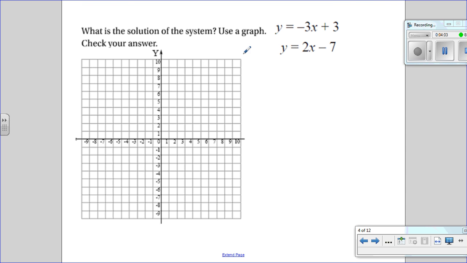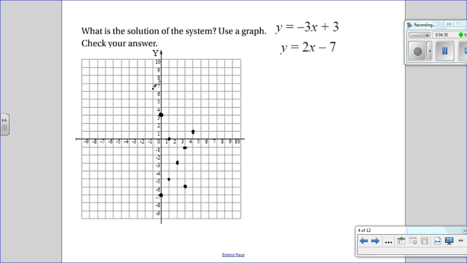Let's try this again. What's the solution of the system? So we have to graph these. So we start with plus 3, 1, 2, 3. Our slope is -3. So we go down 3, 1, 2, 3 over 1. Let's do one more. Okay. And -7 is our y-intercept, and our slope is 2, so up 2 over 1, up 2 over 1.